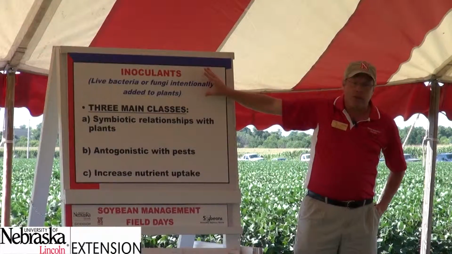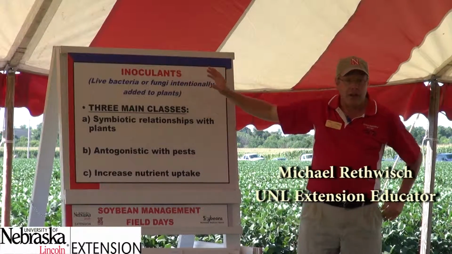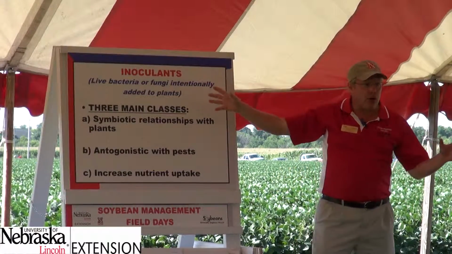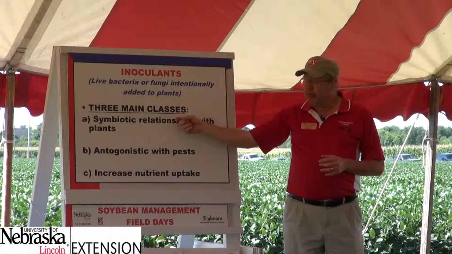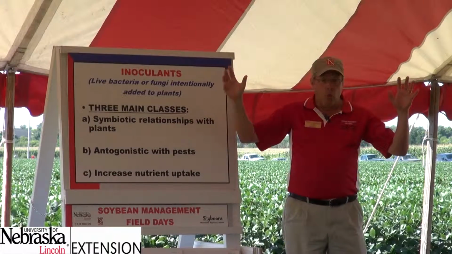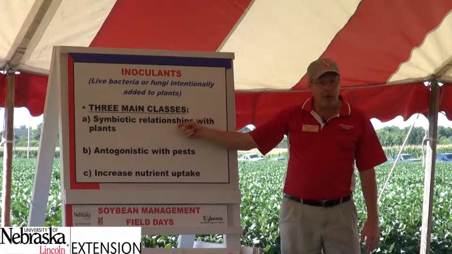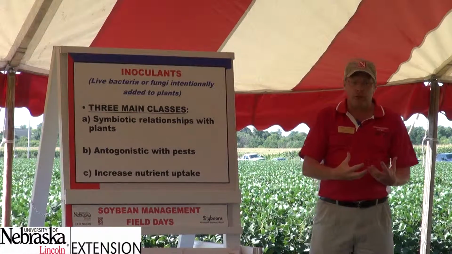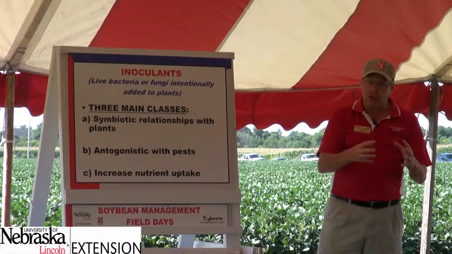So just to give us a good definition of what we have, let's talk about really what is an inoculant. An inoculant actually is a live bacteria or a fungus that's added to the plant. Usually, and there's really three main classes. 30 years ago, we only had one class of these things, and that was the symbiotic relationships, where we put on the Bradyrhizobia, we would get an inoculation, and we get nitrogen fixation.